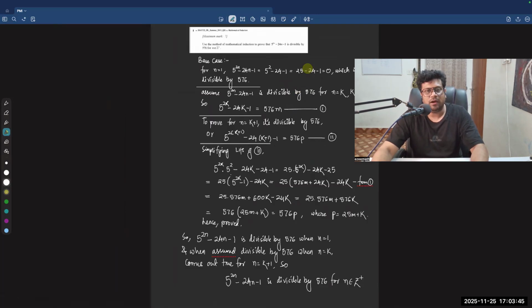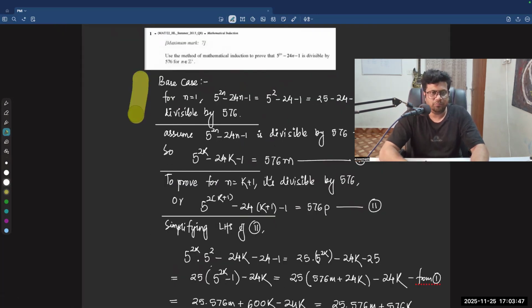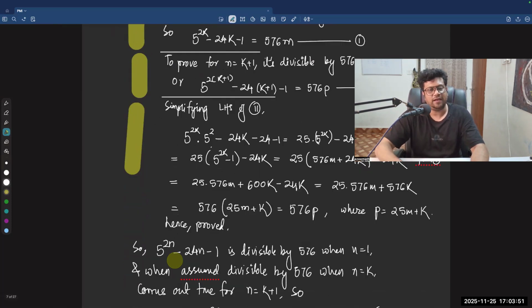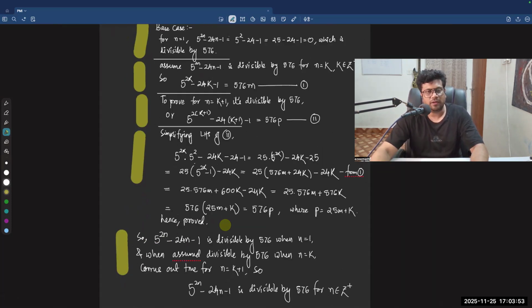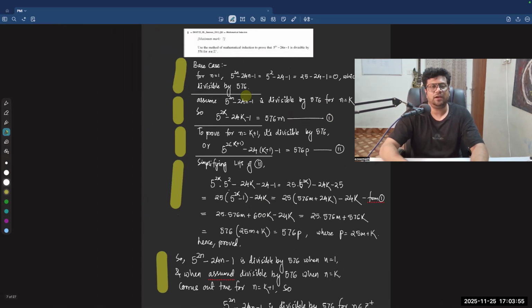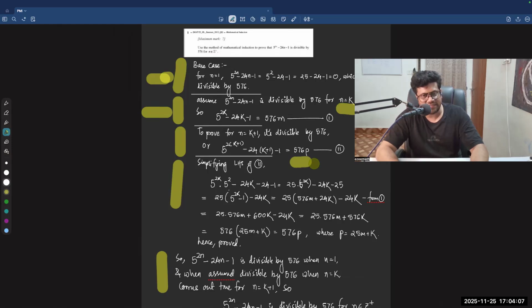This time, again, same structure: step one, step two, step three, step four, and the final conclusion out there. That's how these numbers are going to be distributed. That's me checking for the base case. That's me assuming it to be 576m when n is k. And then this is what I want to prove: it's equal to 576 times p.